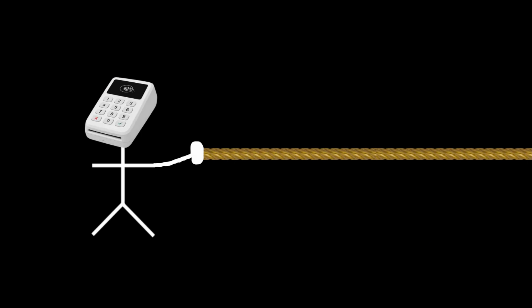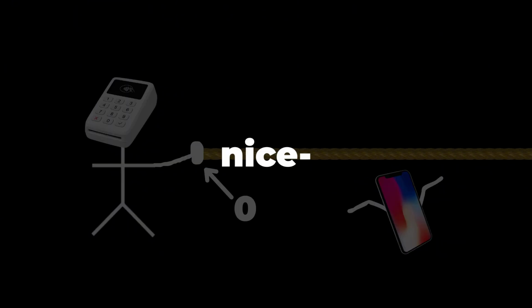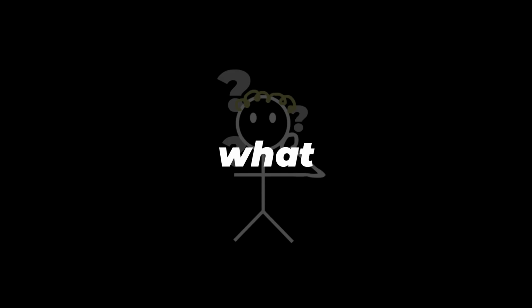Imagine it as a long rope that you, the card reader, are holding. Your phone tugs on that rope to send a 1 or does nothing to send a 0. Nice, now we can send data. So what do we send?